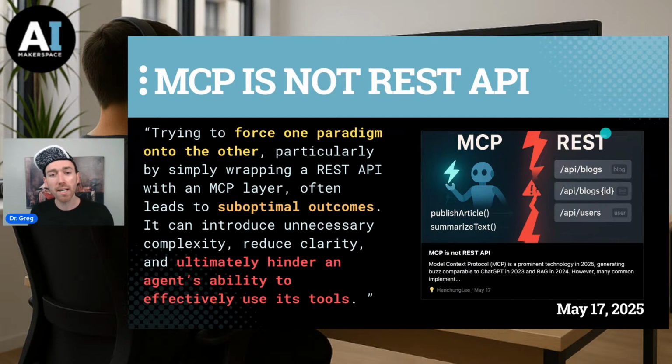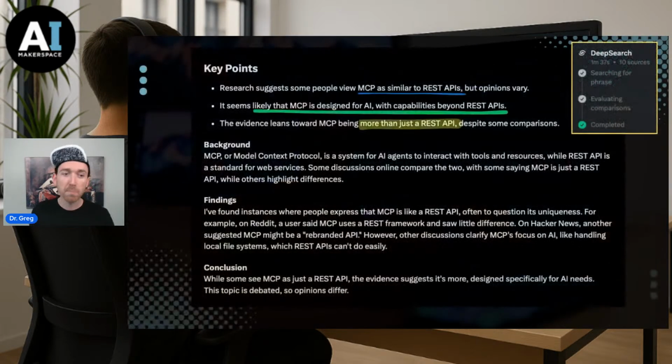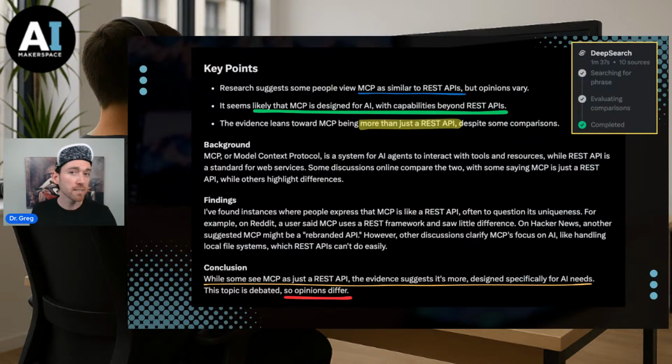So I got on Grok today and I did some deep search and I asked what people are saying about this idea that MCP is basically REST APIs, that MCP is similar to REST APIs. And it's really an active discussion in the community right now, where we have the experts here to get to the bottom of it. Likely MCP is designed for AI with capabilities beyond REST API. Indications are that it's more than that, but opinions do differ. So we ask ourselves: is it just a REST API? Does it use REST APIs? But we're also deploying it to REST APIs today. It's important to get these things straight.